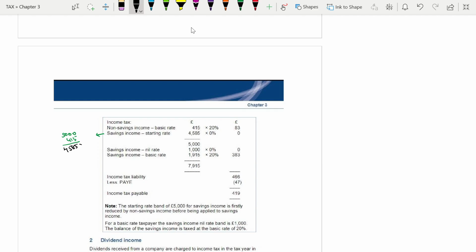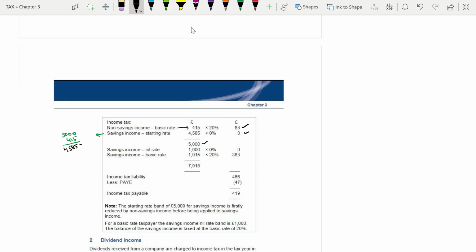See this? Now non-savings income in excess of the personal allowance, maximum 37,700, is at 20%. For savings income, the starting rate we have to apply. It is below 5,000, so it comes to 0. Total 5,000. Now, how much is it after that?